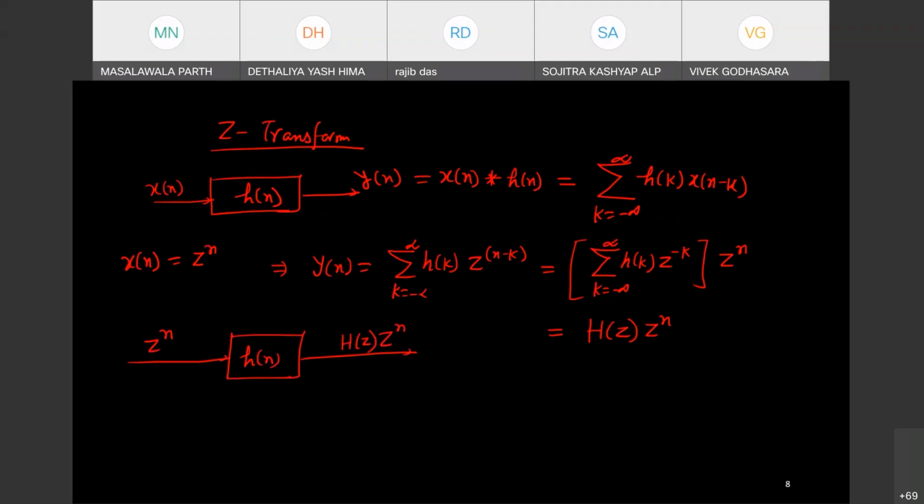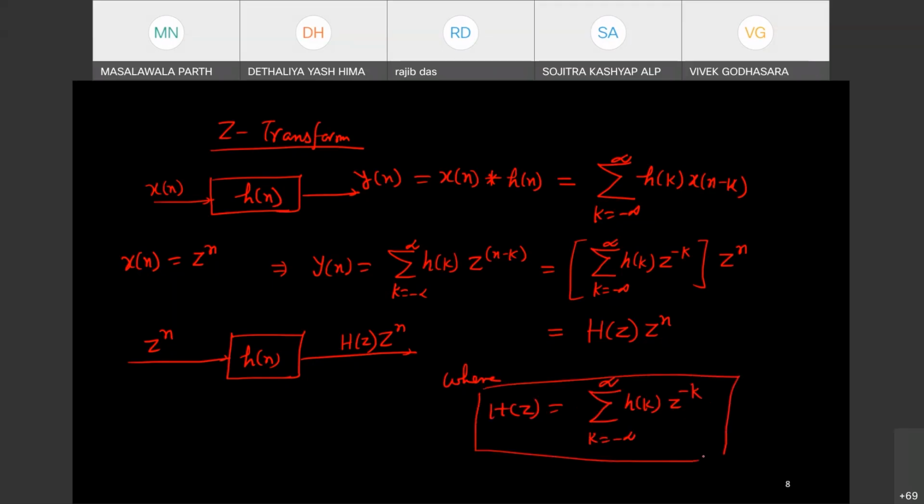So based on this, you can see whether the sequence is attenuated, or it is passing through the system, or it is amplified. Thus, H of z will give you the system behavior. So you see the H of z here, where this H of z is the summation of h of k and z to the power minus k, k equals minus infinity to infinity. And this is called the Z transform.